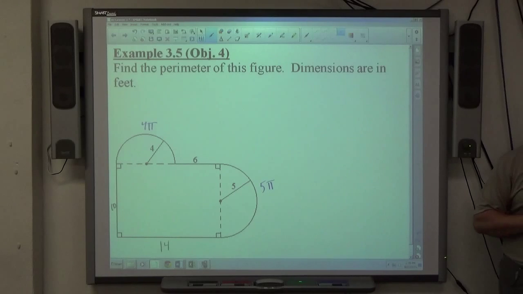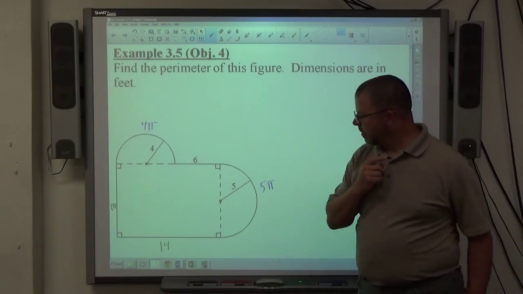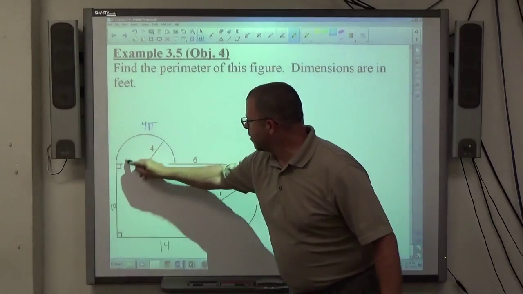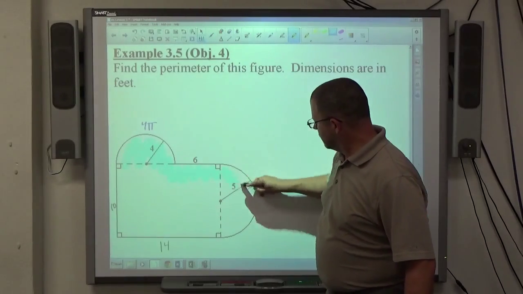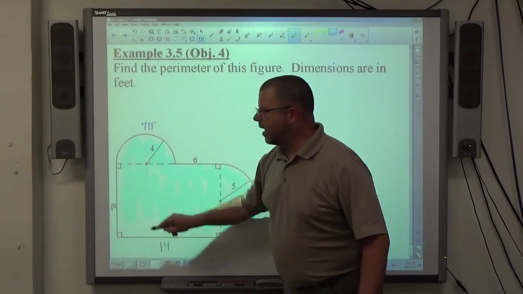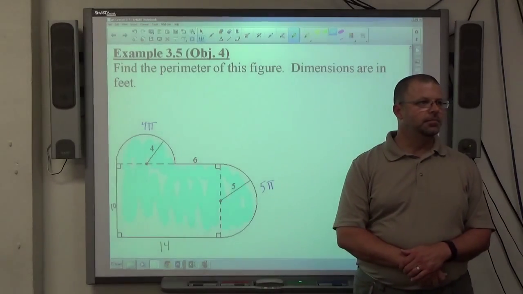Yes, Parker? That's 14. If you were going to find the perimeter, would you add 14 plus 14? Or does that part that's in the middle not count? All right, so imagine the swimming pool idea again. This is the swimming pool, right? Anything inside the swimming pool doesn't count.